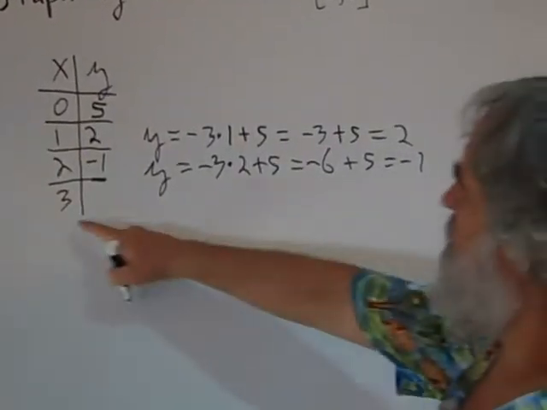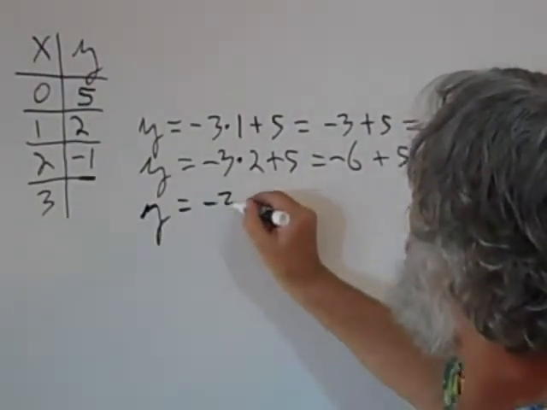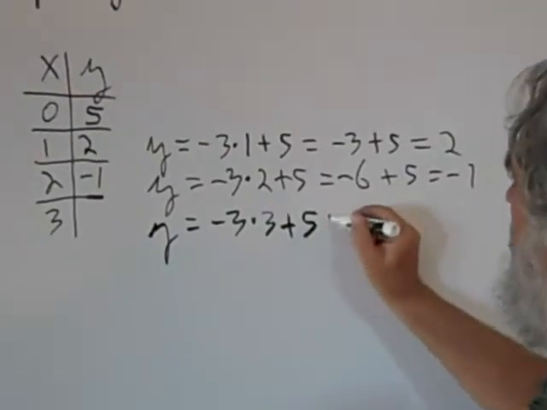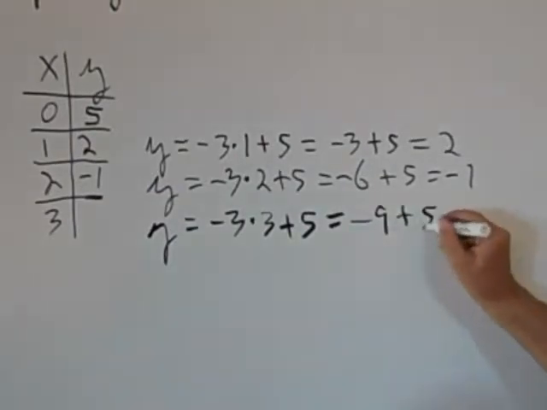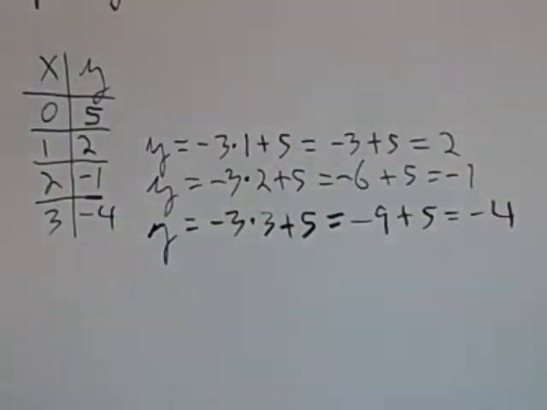Finally, this last point we're going to check. y will equal negative 3 times x. x is now 3, so plus 5. So negative 3 times 3 is negative 9, and plus 5 gives negative 4. So we now have 4 points, and we should be able to graph the equation.